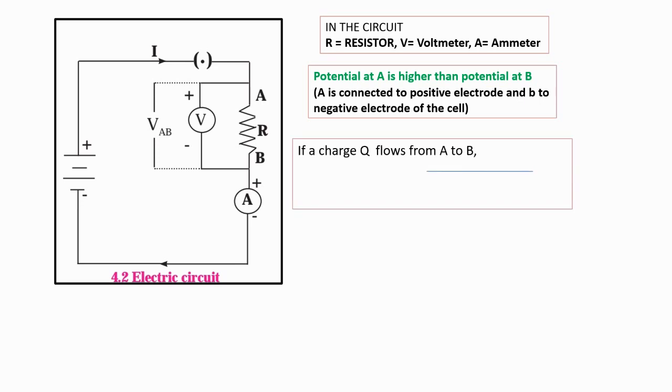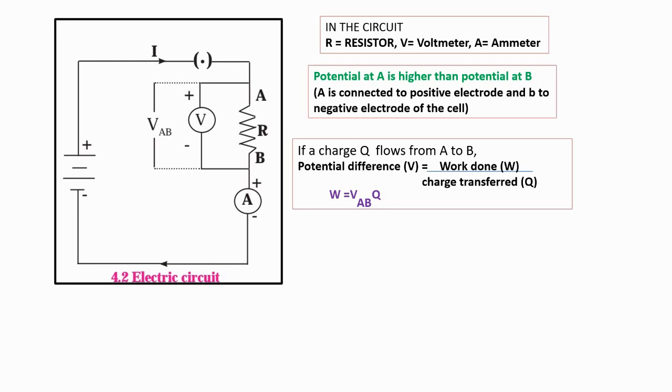If I consider a charge Q flowing across the resistor, that is between the points A and B, the potential difference will be work done across this resistor upon charge transferred. If I rearrange the terms, I get W equals VAB into Q. Now this VAB is the potential difference across the resistor.